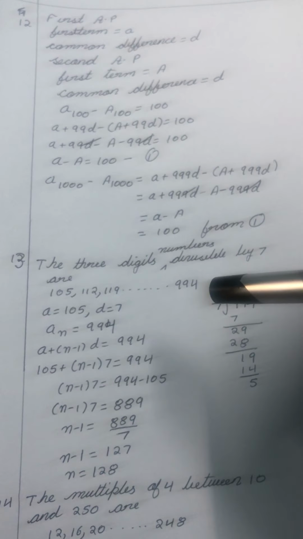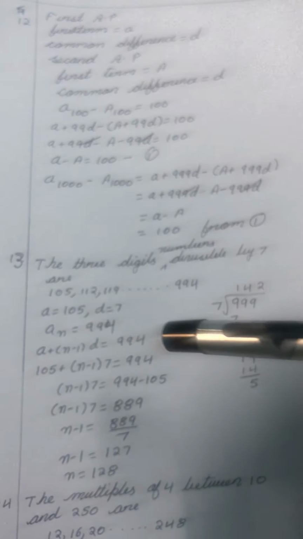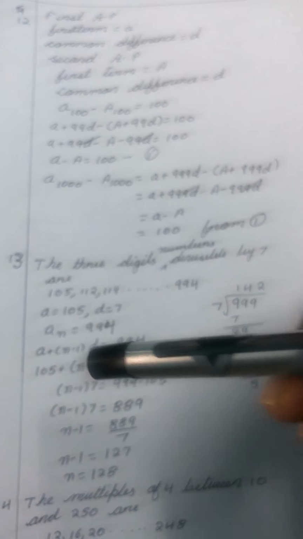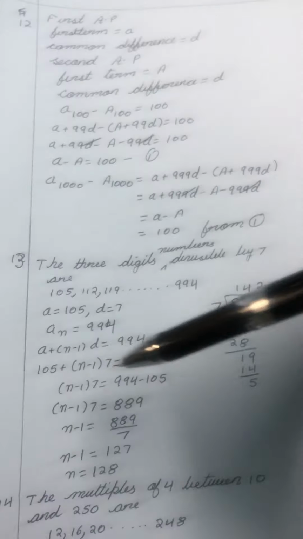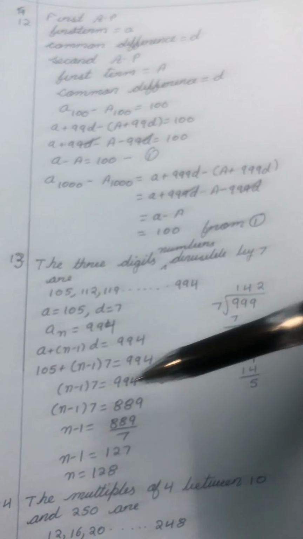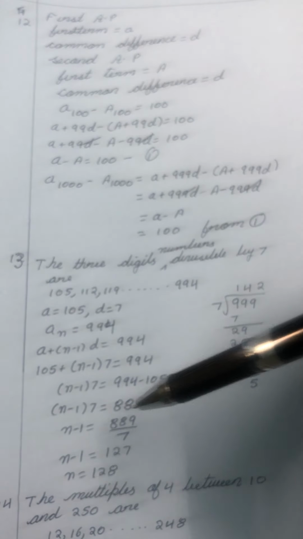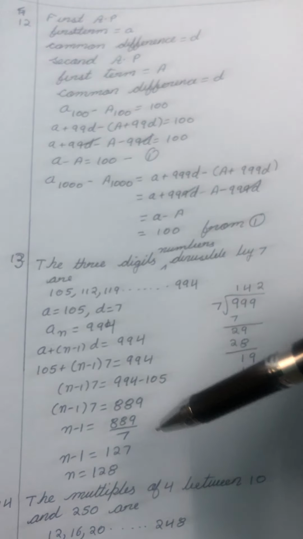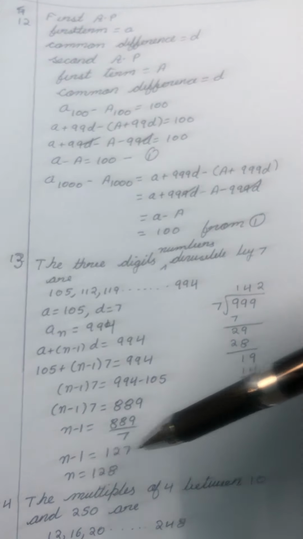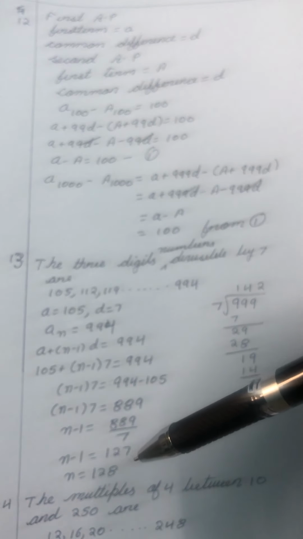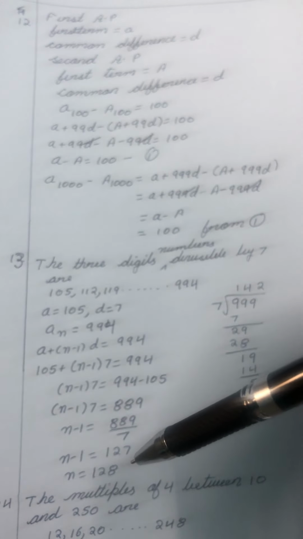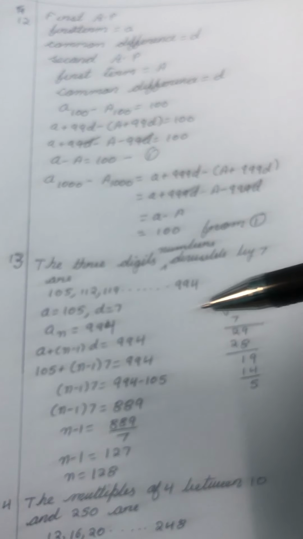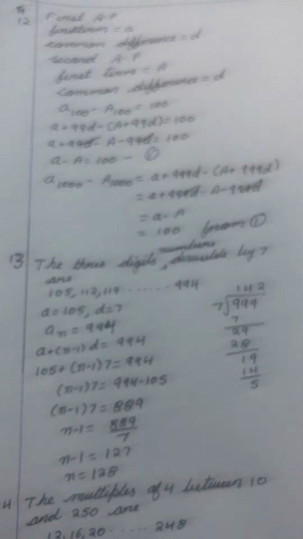So we got our nth term, an. So a is 105, d is 7, an equals 994. Apply the general term formula, substitute the values, and then we solve it. 105 was transferred to this side, 889. 7 was multiplying on this side, so divide the right-hand side. 889 divided by 7 is 127. So n is 1 plus 127, 128. So there are 128 three-digit numbers which are divisible by 7. Please note down.